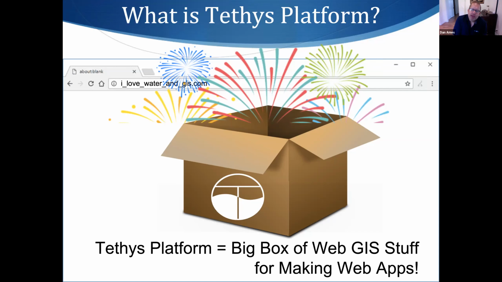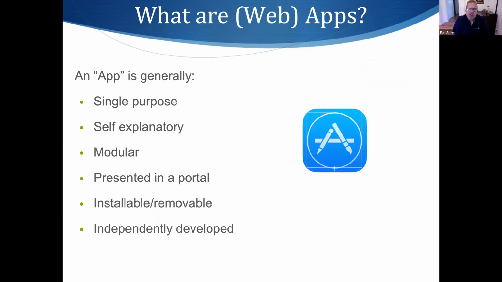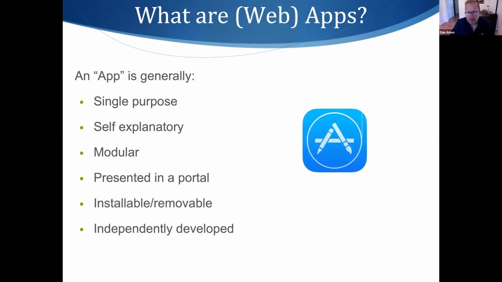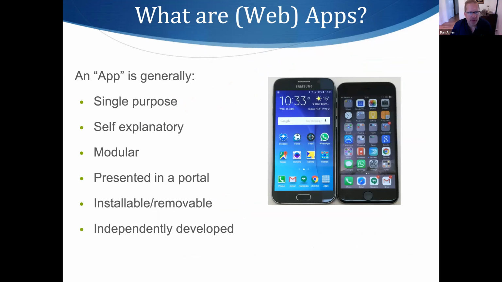So, Tethys platform, a big box of WebGIS stuff for making web applications. So the question arises, what is a web app? Well, you think about an app on your phone, an app on your tablet or whatever. These are the key characteristics that I've pulled out of what is an app. Single purpose, really an app does one thing and does it well. Self-explanatory, you don't expect to have to go read a user manual for all the apps on your phone, do you? You just tap it and it knows what to do and you know what to do.